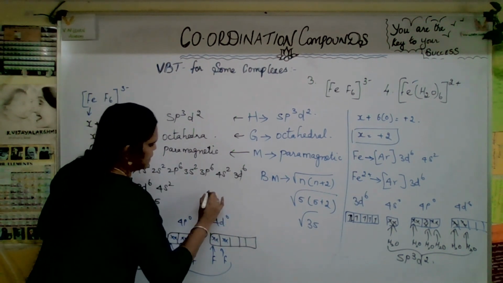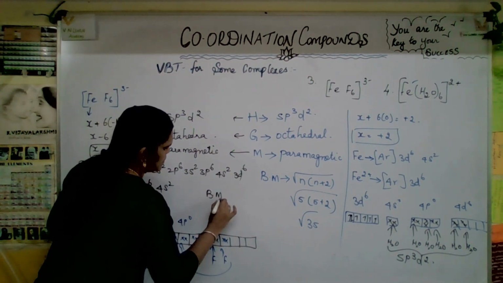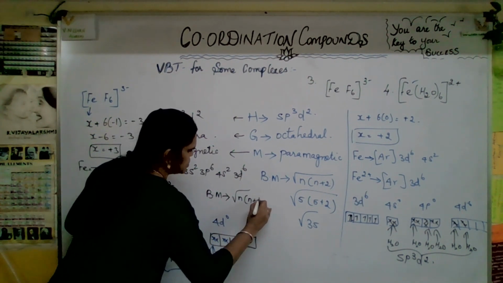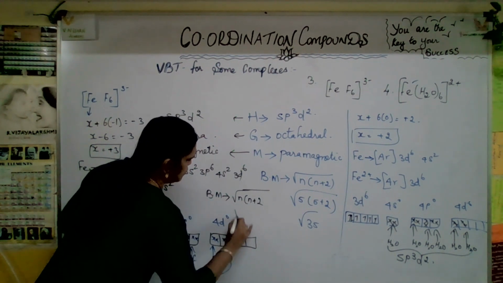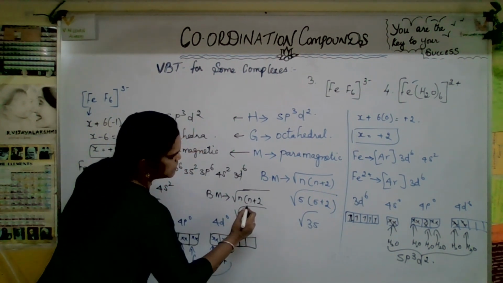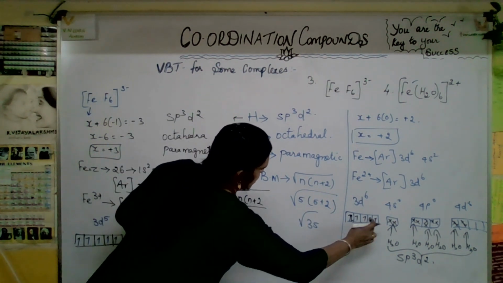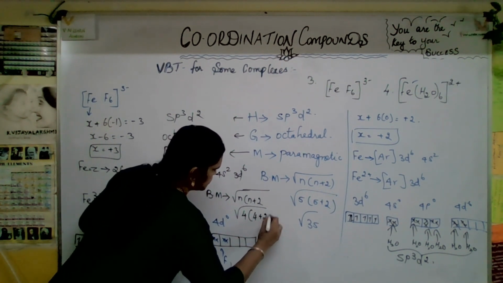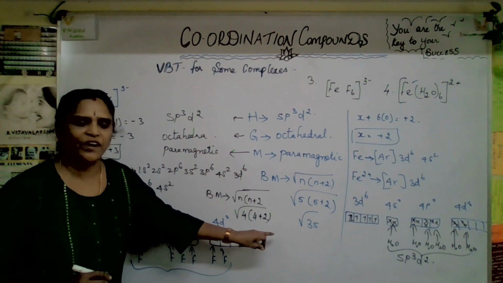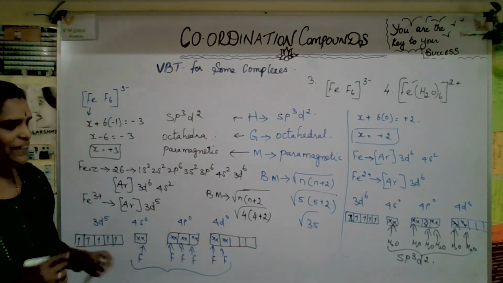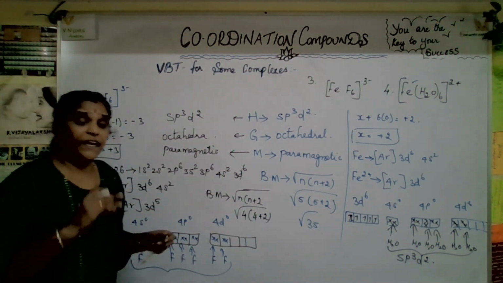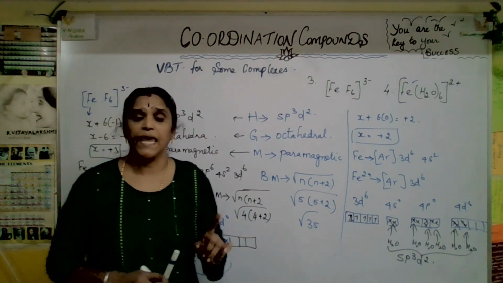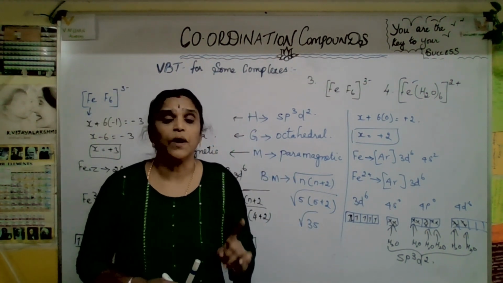Okay, Bohr magneton, what it is, root of n into n plus 2. So root of, it is 1, 2, 3, 4, so 4 into 4 plus 2. Right? Hope you are clear with all these ideas. Now, let us check how we identify EAN, that is effective atomic number.